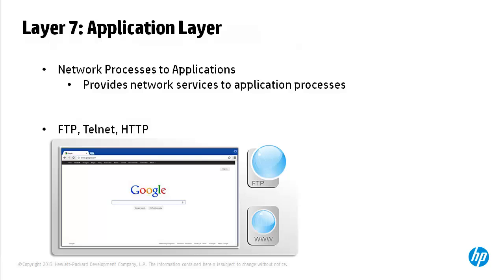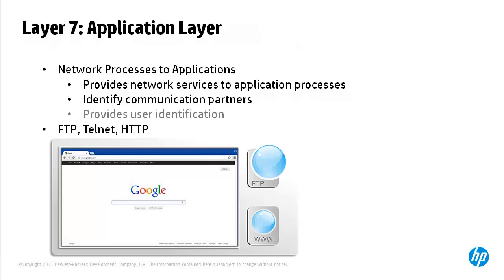Applications such as Firefox, Chrome, and Internet Explorer can function correctly because the applications are written to work with the protocol HTTP. And thus we refer to the application being HTTP rather than Internet Explorer. This layer provides those network services to the application, such as Internet Explorer, or whichever web browser you're using. This layer can identify communication partners, determine resource availability, and provide user authentication.